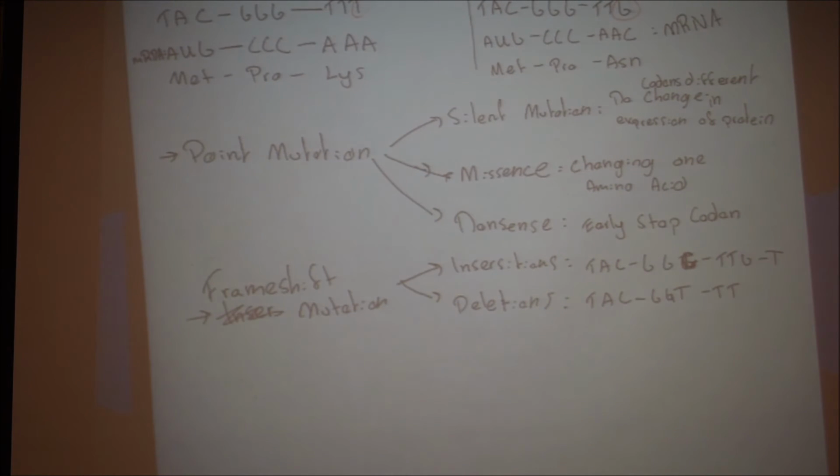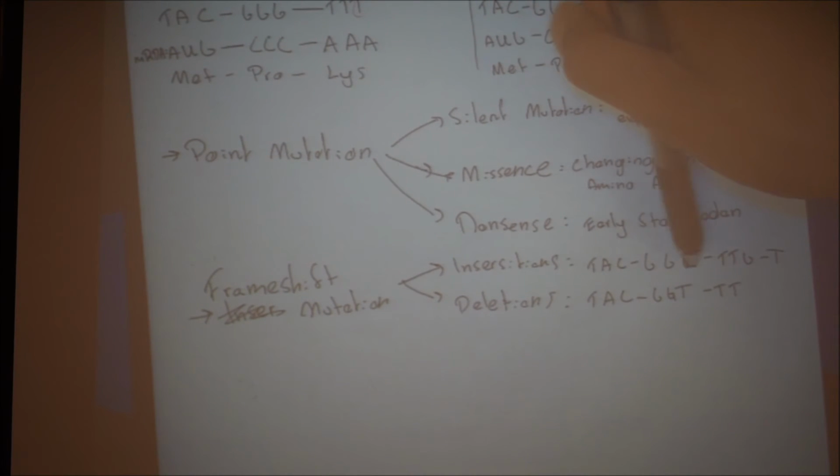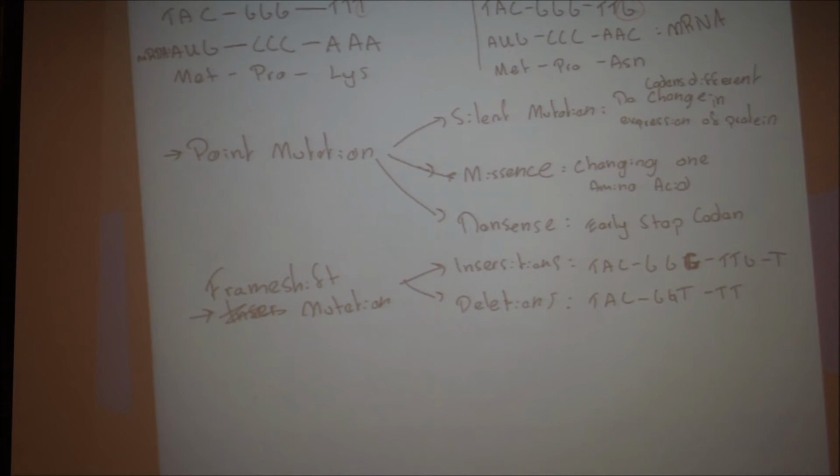So what I want you to recognize is we used to have this really nice frame. Right here we used to have TAC, GGG, TTT. But now we have this weird frame where we have TAC, GGG, TTG. But now you have this extra T. So everything after that is going to be affected and changed. And you're not going to have the same codons onwards. In the same way, deletions are basically going to have the same frame shift mutation. Everything after that is also going to be affected and changed. So that is what's going on there. Frame shift mutation. Okay, we're almost done.